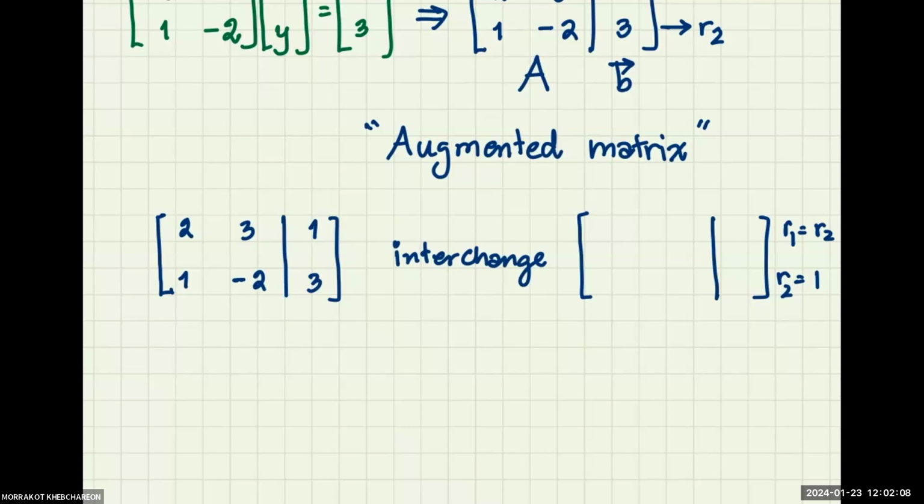It means I will replace R1 with R2 from the previous matrix. So I get 1, minus 2, and 3. And then R2 with R1, which is 2, 3, 1. I interchange the row, or that means I swap the equation.